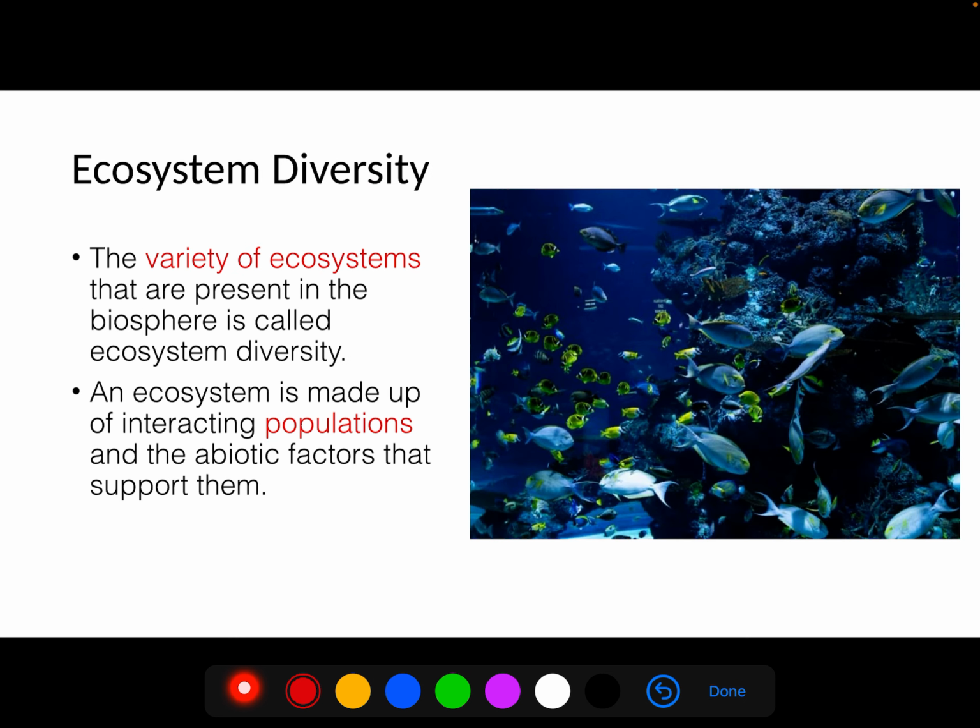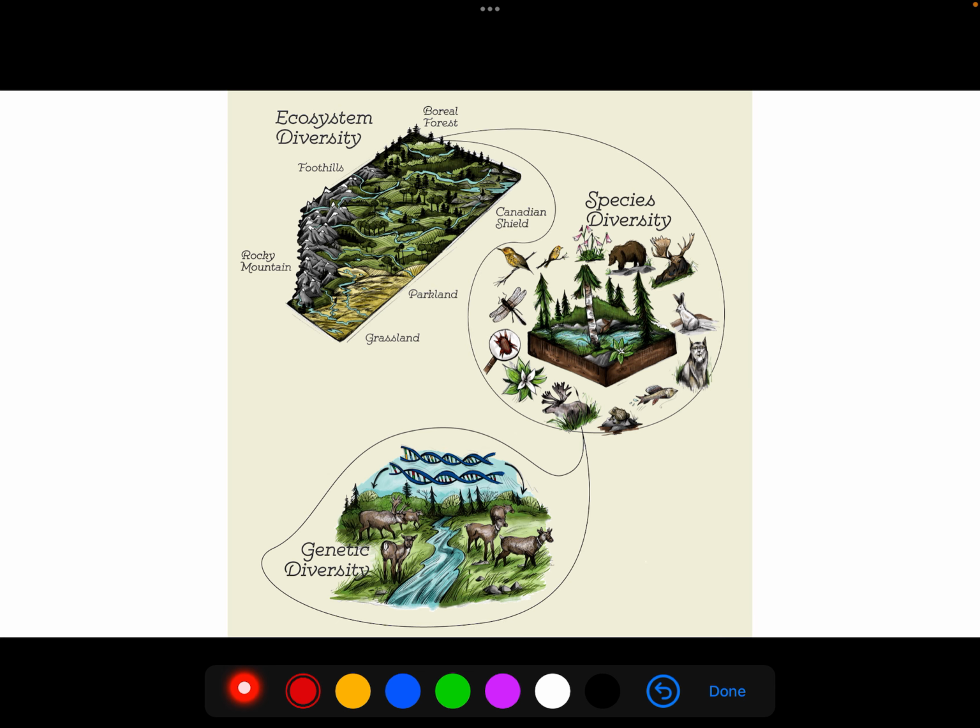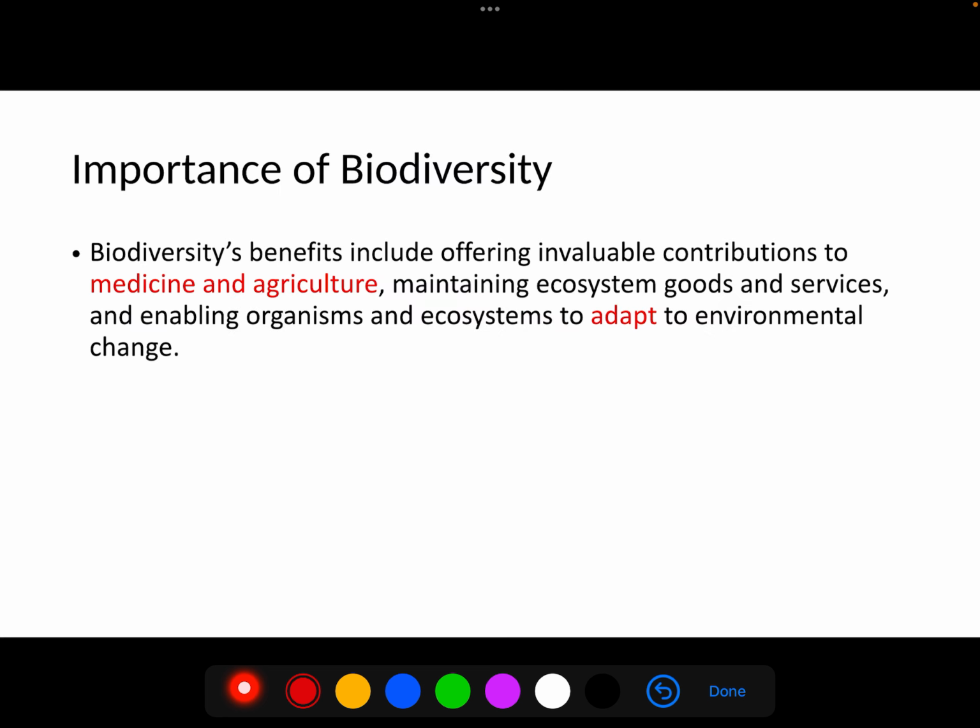And then ecosystem diversity is the variety of ecosystems that are present in the biosphere, okay? So an ecosystem is made up of interacting populations and the abiotic factors that support them, okay? And so they all have a play, right? And so genetic diversity is the different DNA and genes in a population. And then those populations all make up species diversity in an area. And then species diversity can contribute to ecosystem diversity, okay?